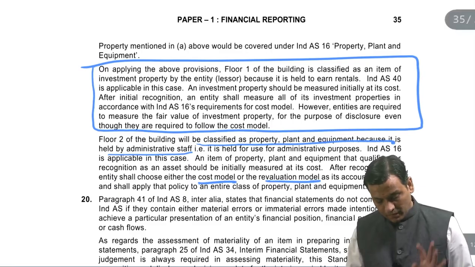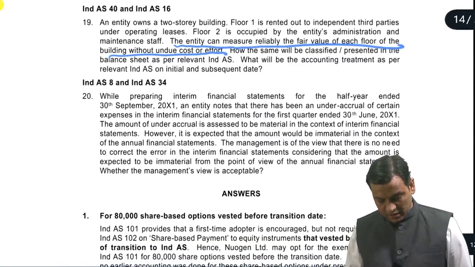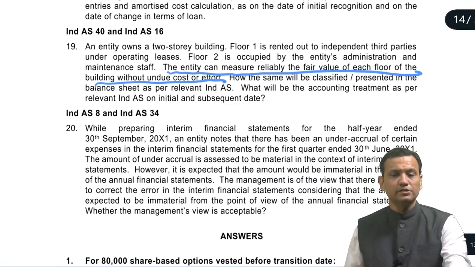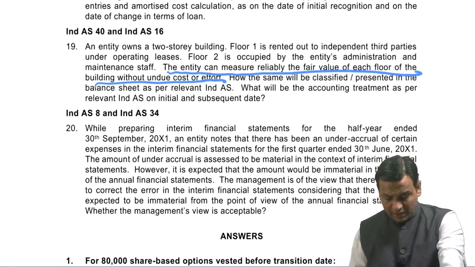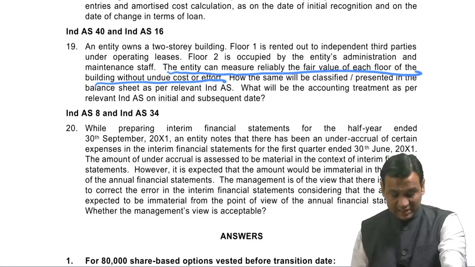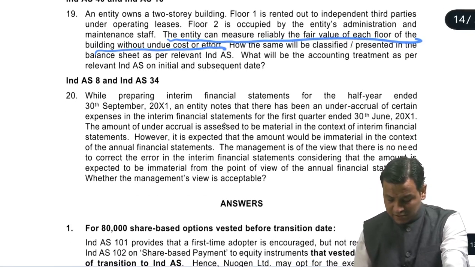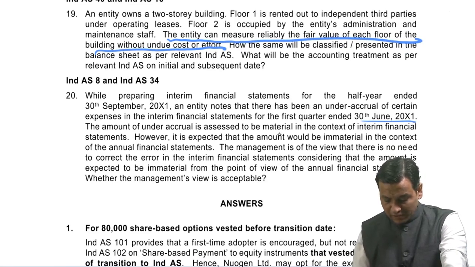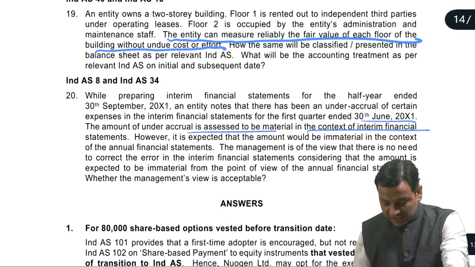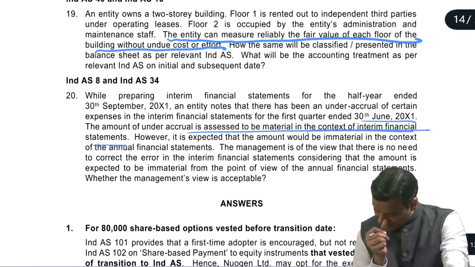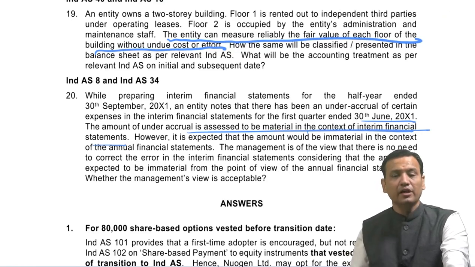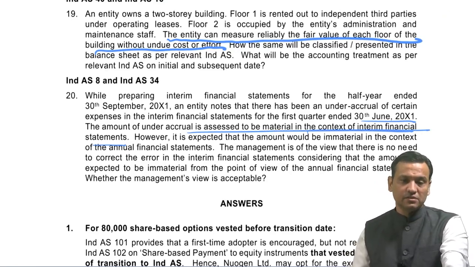Now, the last point of Ind AS 8 and 34, that is the 20th question. While preparing the interim financial statements for the half year ended on 30th September 2001, the entity notes that there has been an under accrual of certain expenses in interim financial statements for the first quarter ended on 30th June. The amount of under accrual is assessed to be material in context of interim financial statements. However, it is expected that the amount would be immaterial in context of annual financial statements.